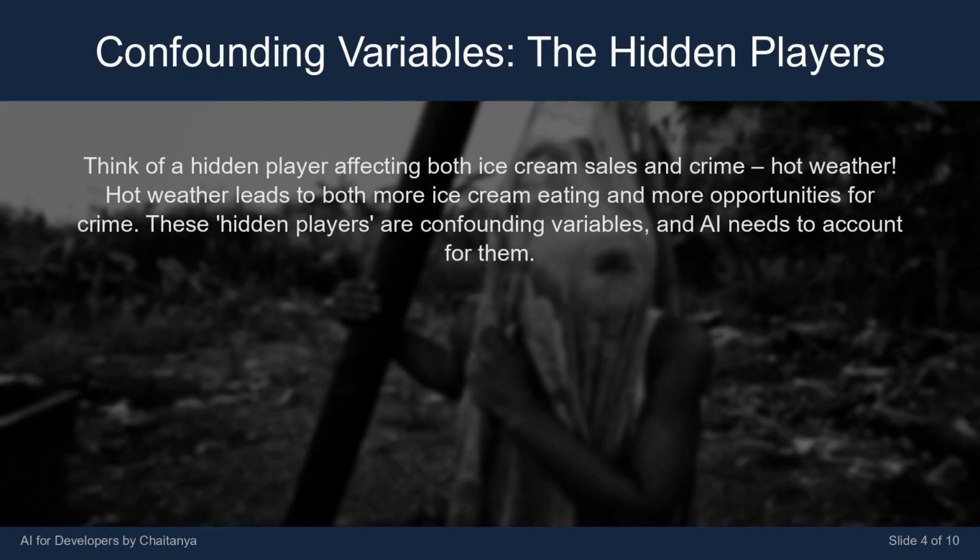Think of a hidden player affecting both ice cream sales and crime: hot weather. Hot weather leads to both more ice cream eating and more opportunities for crime. These hidden players are confounding variables, and AI needs to account for them.